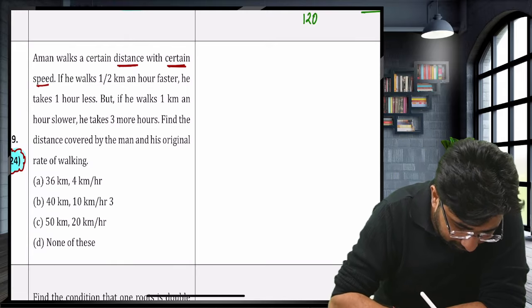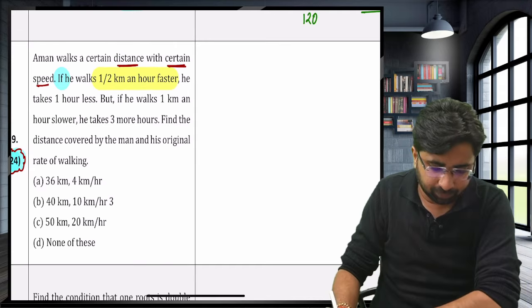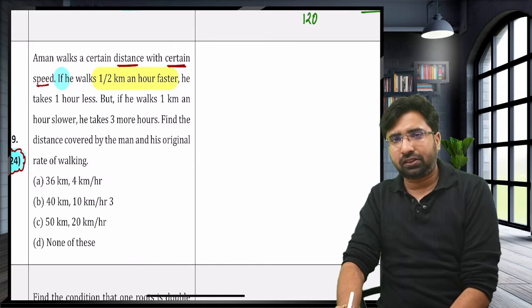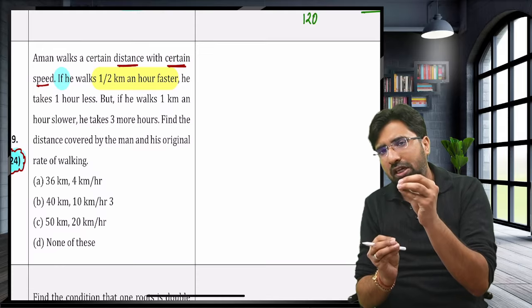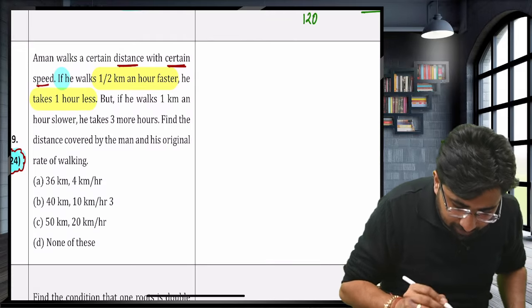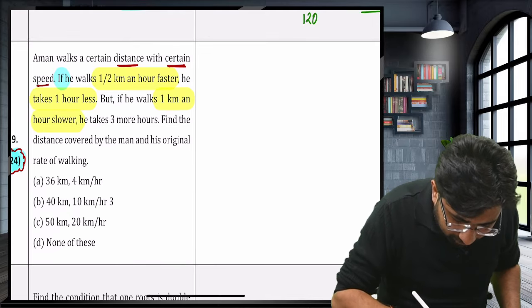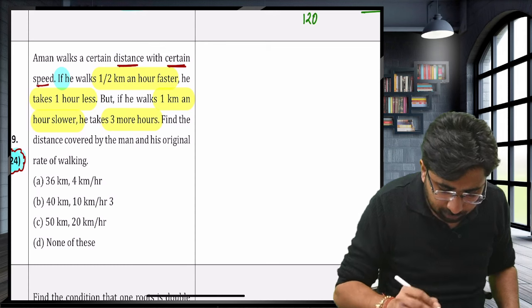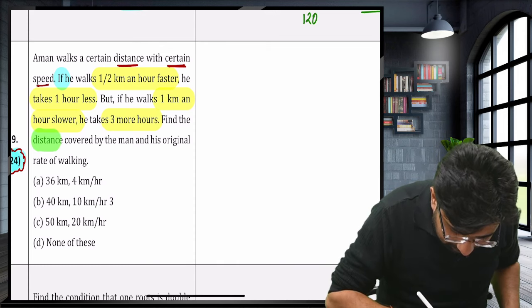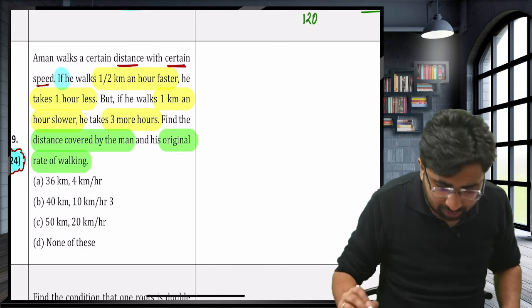But if Aman walked half kilometer an hour faster, if Aman increased the speed by 0.5 kilometer per hour, he will take 1 hour less. And if he walks 1 kilometer slower, he will take 3 hours more. Find the distance covered by the man and the original rate. What was the original rate?